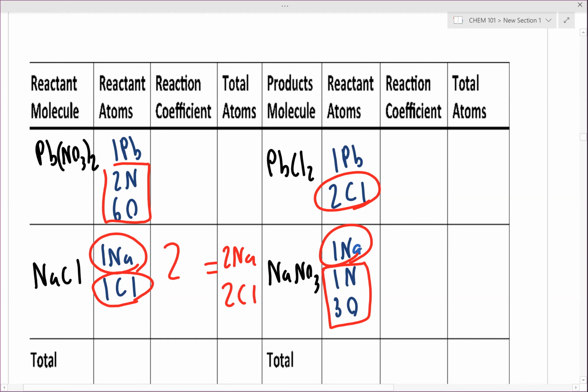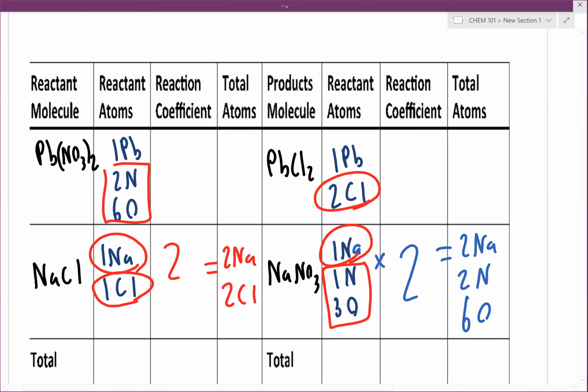But don't worry. Which element do you want to balance next? Sodium, nitrogen, oxygen, take your pick. All of them are valid choices. Sodium, sure, let's balance sodium. We have 2 sodiums on the left, so how many sodiums do we want on the right? 2. So what times 1 would give us 2? 2. Then, how many nitrogens do we end up with? 2. And how many oxygens? 6.